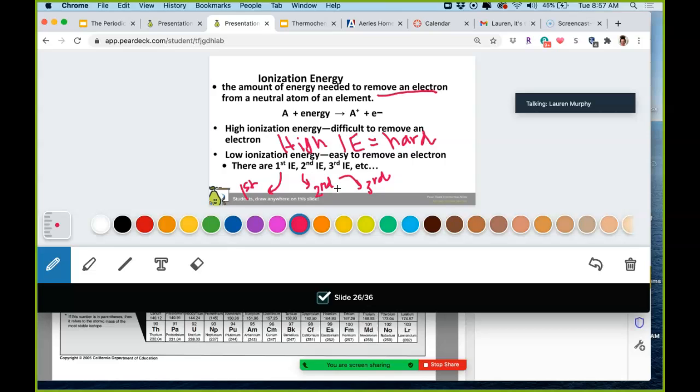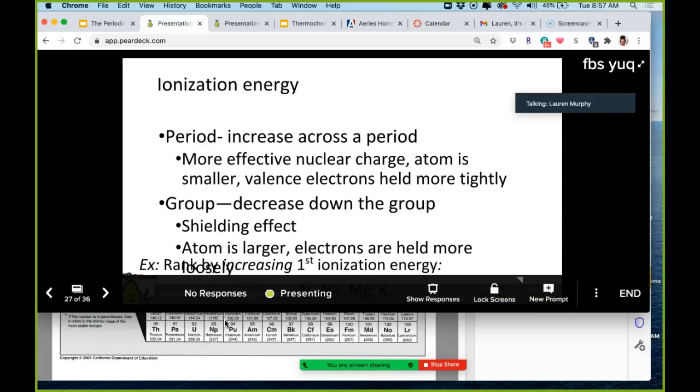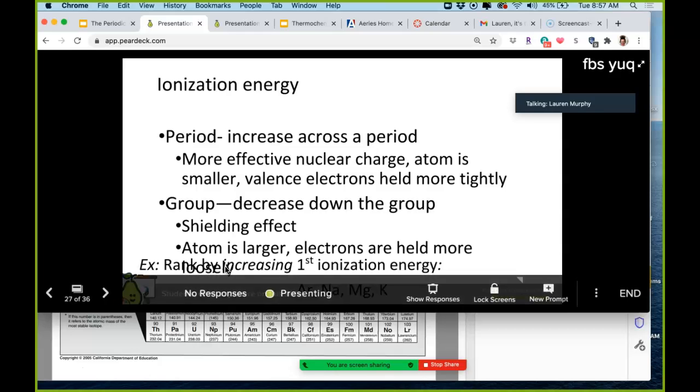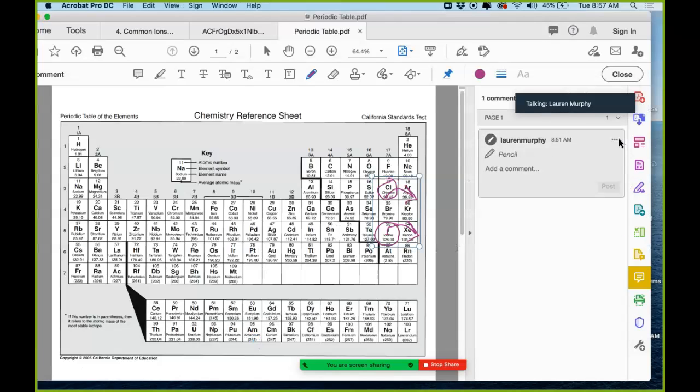But before we practice, I'm going to come back here. Oh shoot, sorry, the formatting's a little bit funky. There are trends, right? We're going to move across a period and down a group, just like we did for radius. We went across a period and down a group. But I want to talk about the periodic table just without discussing the trends yet.